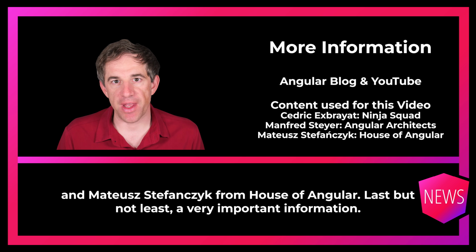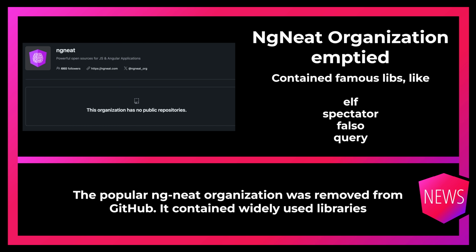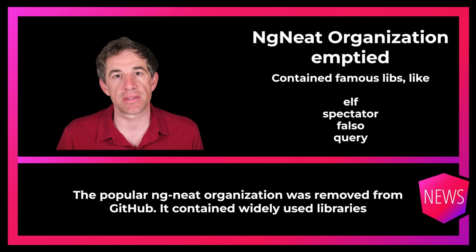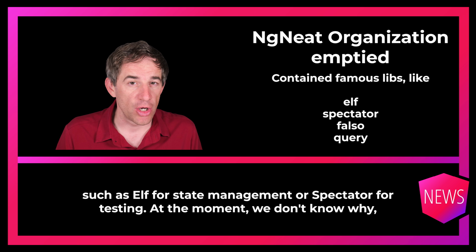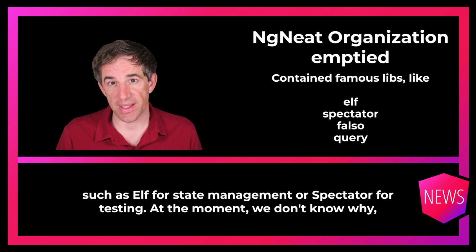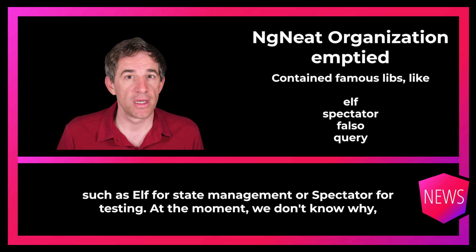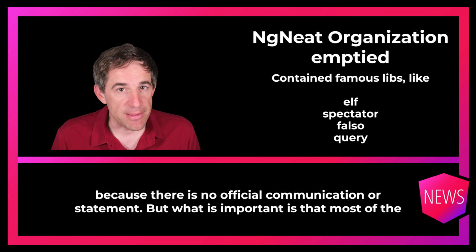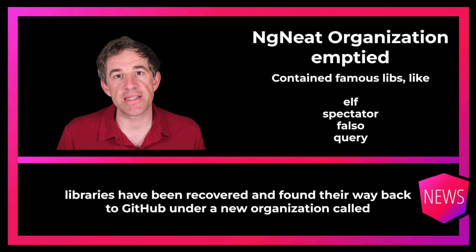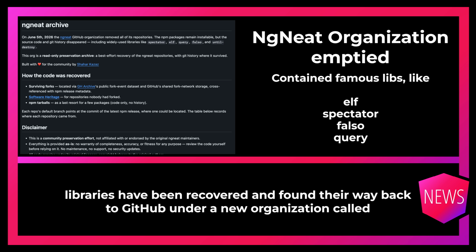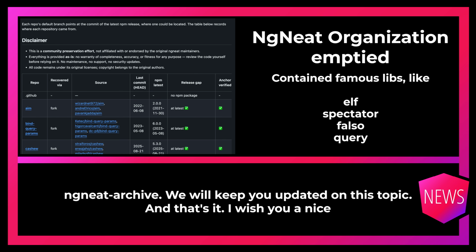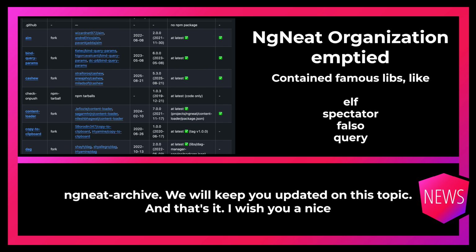Last but not least, a very important information. The popular ngneat organization was removed from GitHub. It contained widely used libraries such as Elf for state management or Spectator for testing. At the moment, we don't know why, because there is no official communication or statement. But what is important, most of the libraries have been recovered and found their way back to GitHub under a new organization called ngneat-archive. We will keep you updated on this topic.